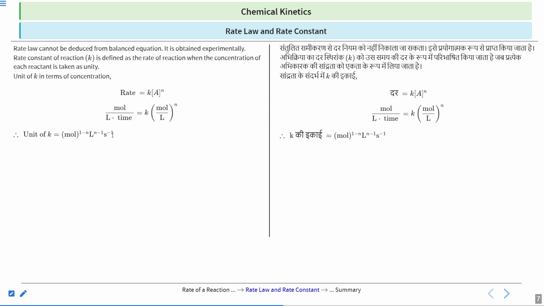So this should be kept in mind. We have replaced the unit of time with second, so don't get confused. Next, what is n here? This is very important. If you have gone through the introduction chapter, then you must have seen this term n. It is your order of reaction. What is n here? This is your order of reaction.